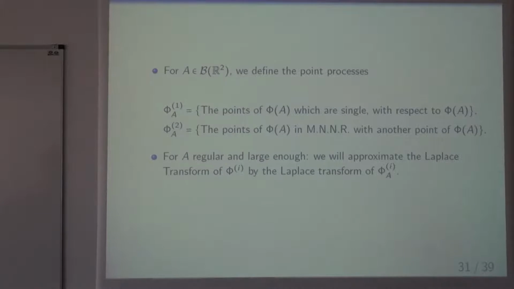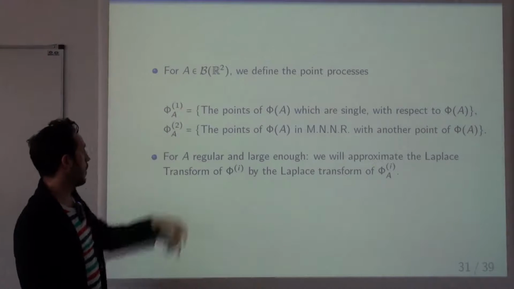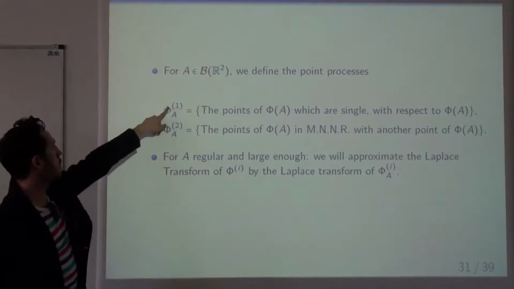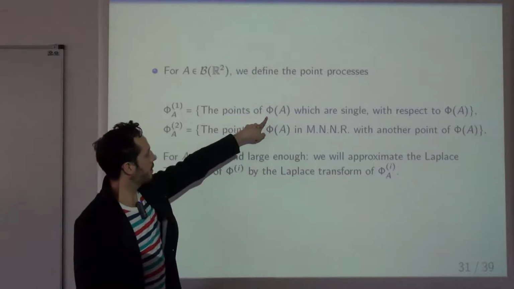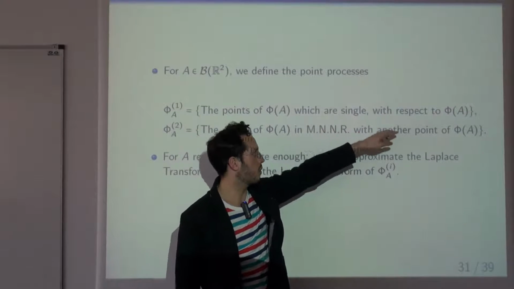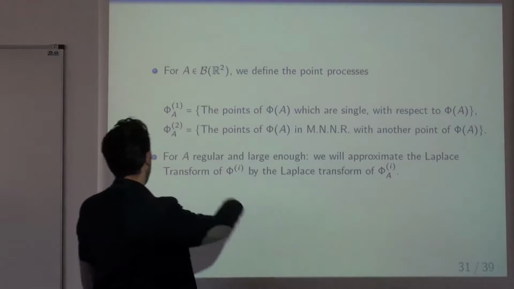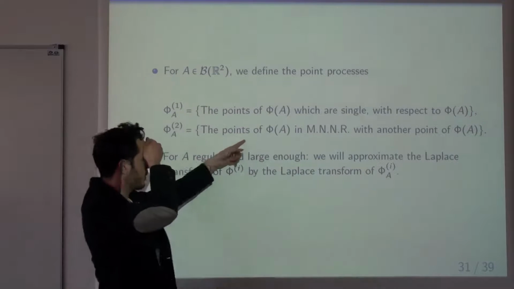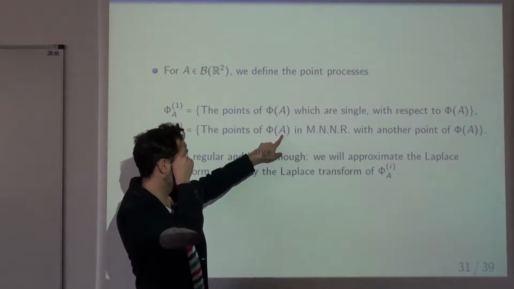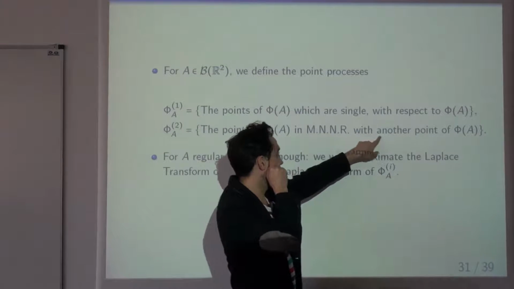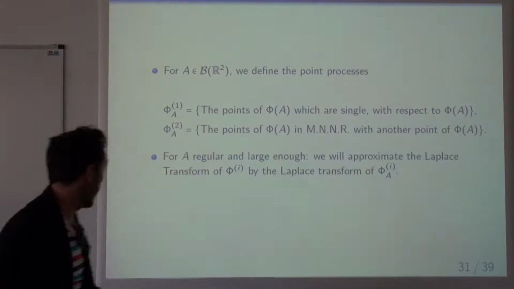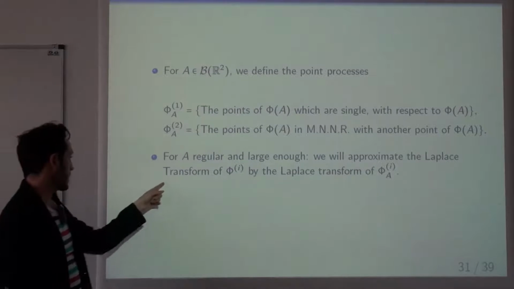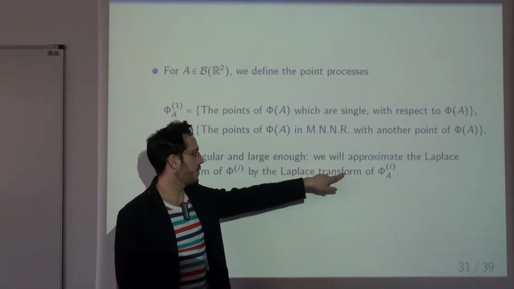Well, to try to find an expression for the Laplace transform of both processes, we had to use a finite window approximation for any surface on the Euclidean space. We define phi 1A as the points of phi inside A which are single with respect to the points of phi inside A, and phi 2A are the points of phi inside A in mutual nearest neighbor relation with another point of phi inside A. And we will approximate the Laplace transform of phi i by the Laplace transform of phi A.